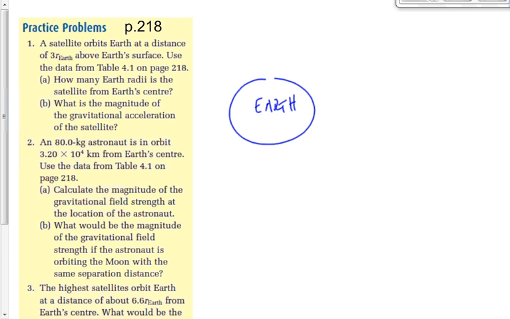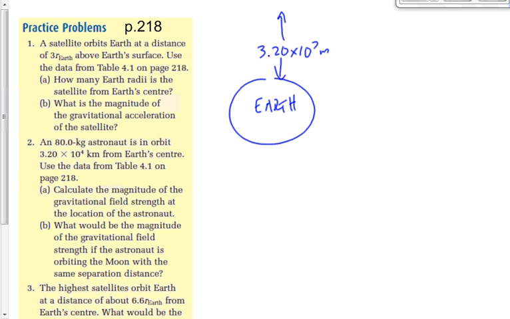The astronaut is orbiting at 3.20 times 10 to the, I'm going to say 10 to the 7 meters. See what I've done there? It's 10 to the 4 kilometers. I don't want kilometers, do I? I want meters. So I'm just going to convert that down. How do I do that? Multiply it by 1,000, or 10 to the 3. So 10 to the 4 becomes 10 to the 7 meters.